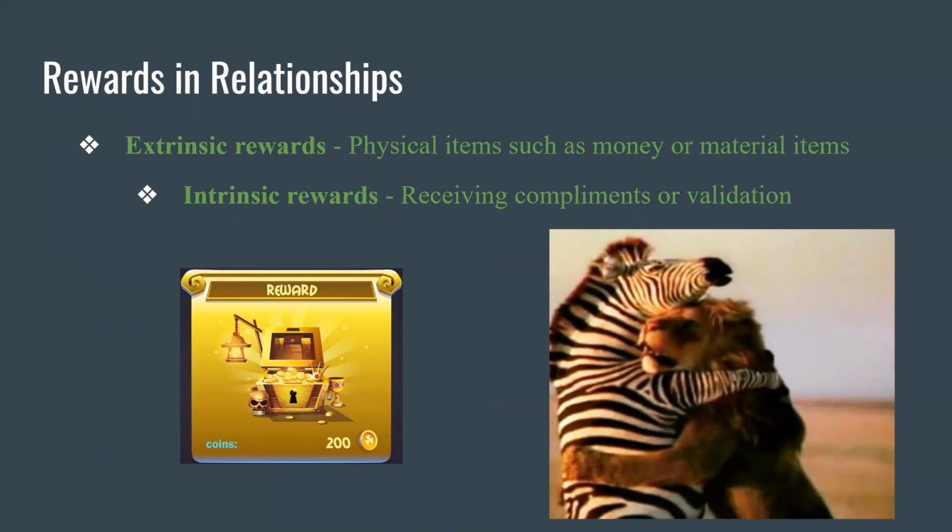Rewards, in terms of social relationships, can take many forms. What is considered a reward can be perceived differently by individuals. There are two types of rewards: extrinsic rewards, which are physical items such as money or material items, and intrinsic rewards, such as receiving compliments or validations.